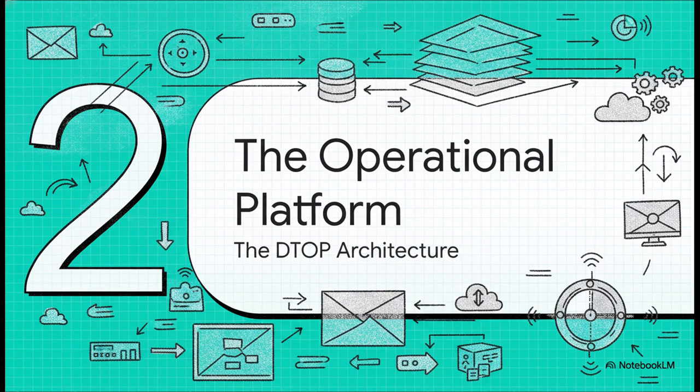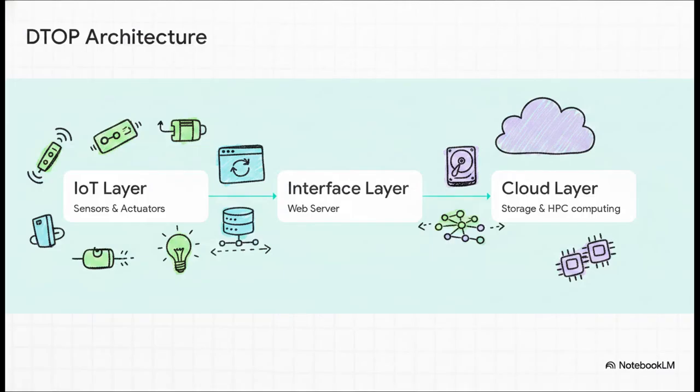Let's look at the DTOP architecture. A really fantastic blueprint for moving from theory to practice is the open-source DTOP-Cristallo project developed by the University of Liverpool. A browser-based digital twin operational platform, or DTOP, relies on 3 core layers. First up, the IoT layer, which is your physical sensors and actuators. Second, the interface layer, which is typically a web server that routes everything. And third, the cloud computing layer for all that massive data storage and high-performance computing.